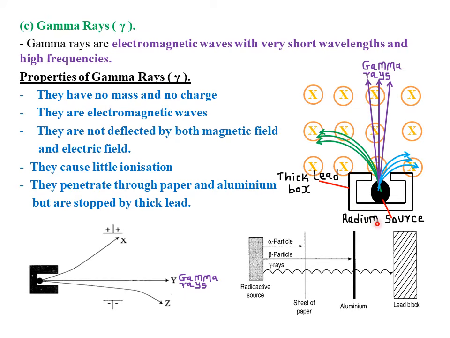So the source of the waves is stored in a thick lead box to absorb any stray rays, because it will not allow any radiation to move out of this particular box in an unexpected way or in a stray path. So they have very high penetrating powers. As you can see, they are bypassing the sheet of paper. They are also bypassing aluminium, but they are only stopped by a lead block.